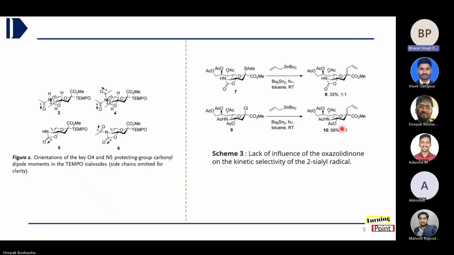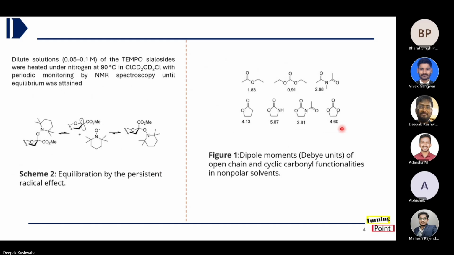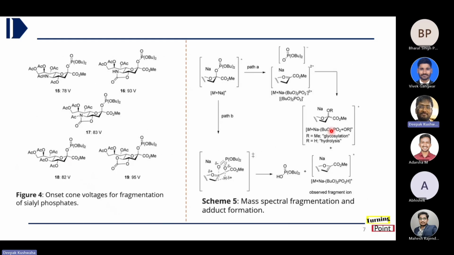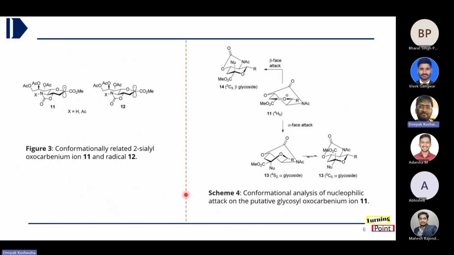Slide number 4. Here you see this one is carrying a 4.6 dipole moment, and the oxazolidine one is 5.07. That means it has a higher dipole moment, though it is only about 0.4 more. Correct. Now come to the next slide, which you are discussing. If you see, the difference is very small only. Yes, I also saw that.